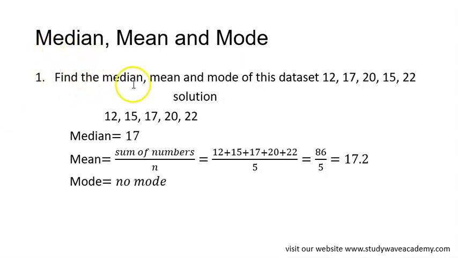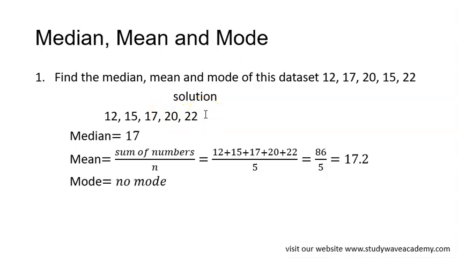Here we have: find the median, mean, and mode of this data set. We have 12, 17, 20, 15, 22. The first step, you arrange in ascending order, okay? The smallest number here is 12. You start with 12. The next is 15. The next is 17. The next is 20. And the next is 22. So this is arranged in ascending order.